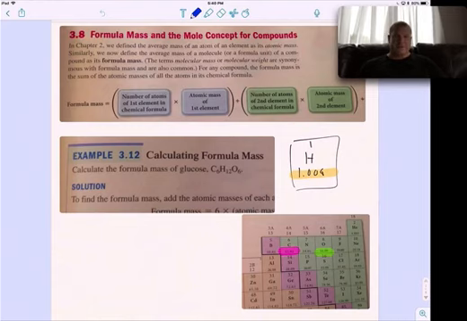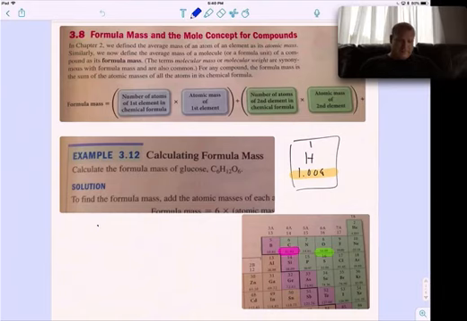So formula mass. We learned about moles in Chapter 2, and we learned about it with atoms. So what about molecules, when you have moles of molecules? The first skill set we'll do is how to calculate the formula mass. It's the number of the elements, and I'm talking about this in terms of the example here, glucose.